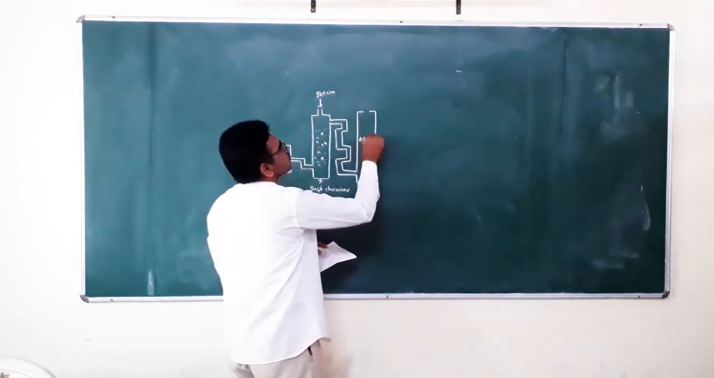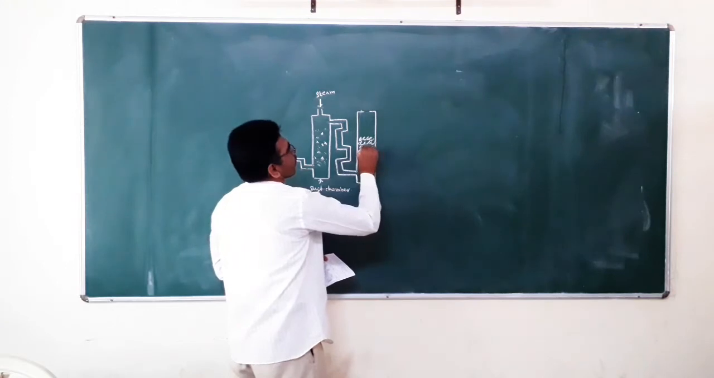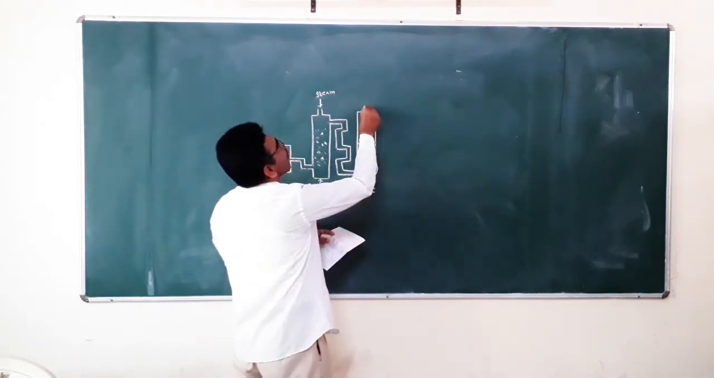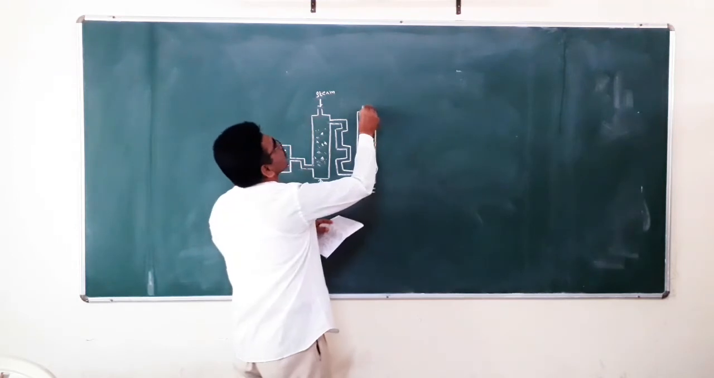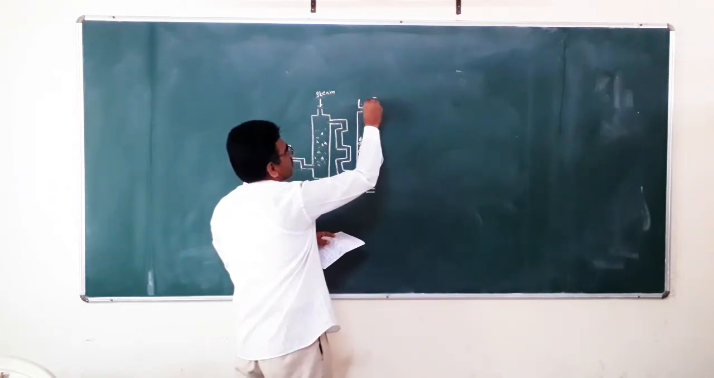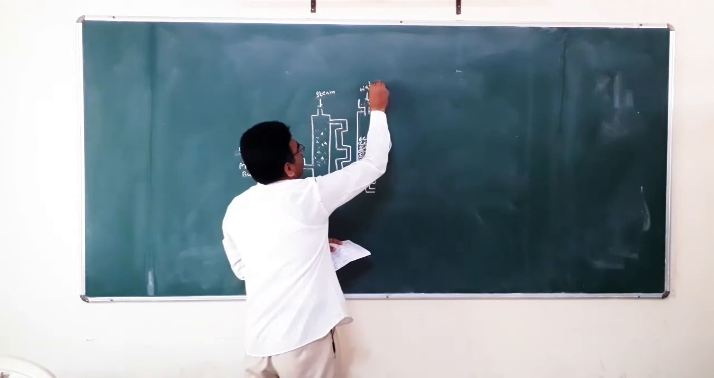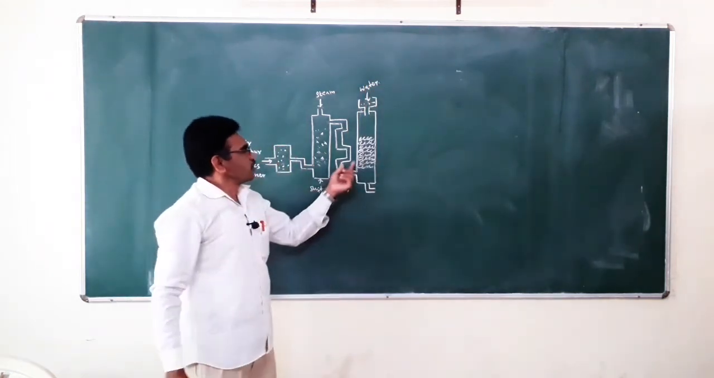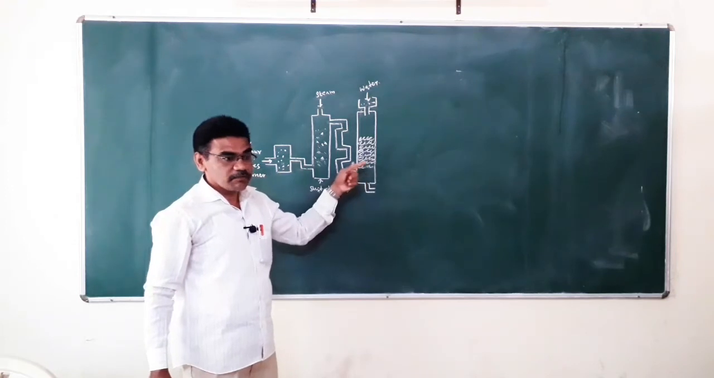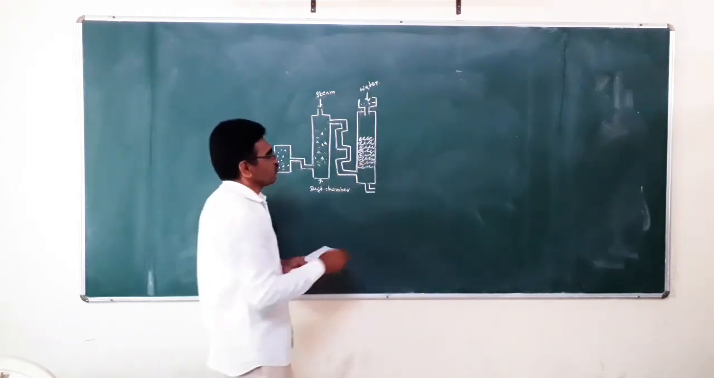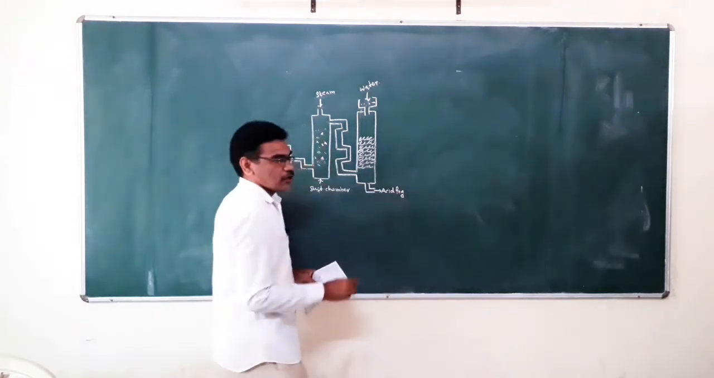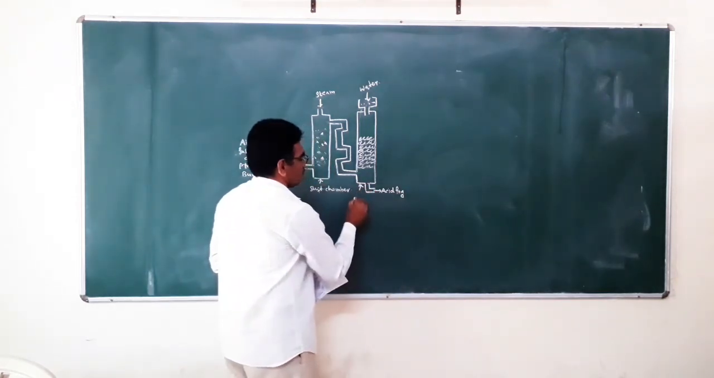This is scrubber. And here water jet is introduced. What is the role of this scrubber? When these gases pass through the scrubber, whatever acid mist or acid fog is present is removed from the bottom of the scrubber.